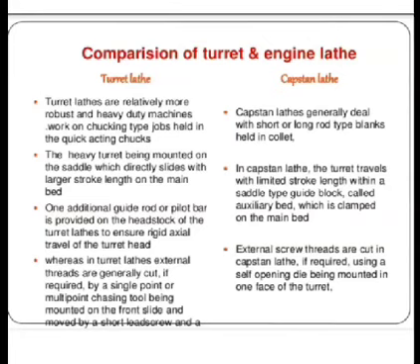In a turret lathe, one additional guide rod or pilot bar is provided on the headstock to ensure rigid axial travel of the turret head. Whereas in turret lathes, external threads are generally cut, if required, by a single point or multi-point chasing tool mounted on the front side and moved by a short lead screw. And in a capstan lathe, external screw threads are cut, if required, using a set of opening dies mounted in one face of the turret.